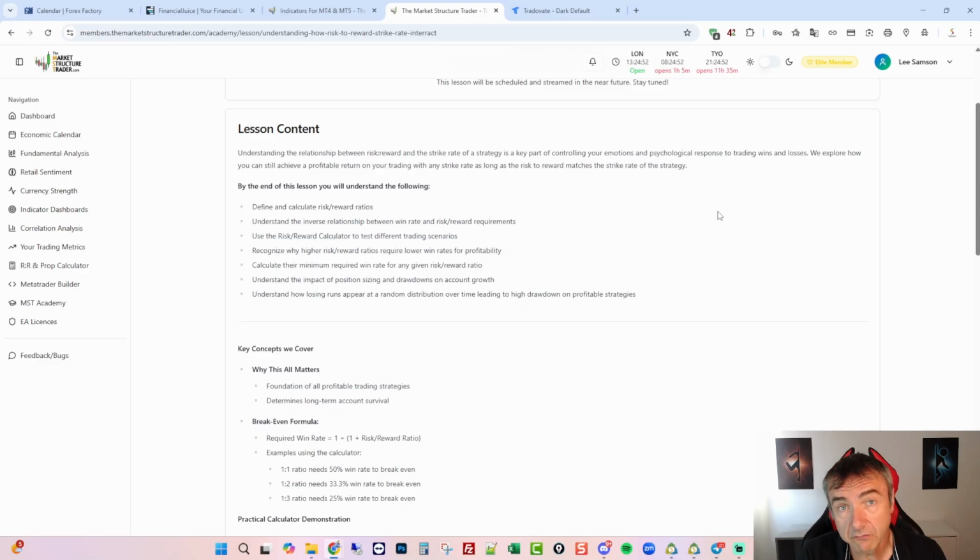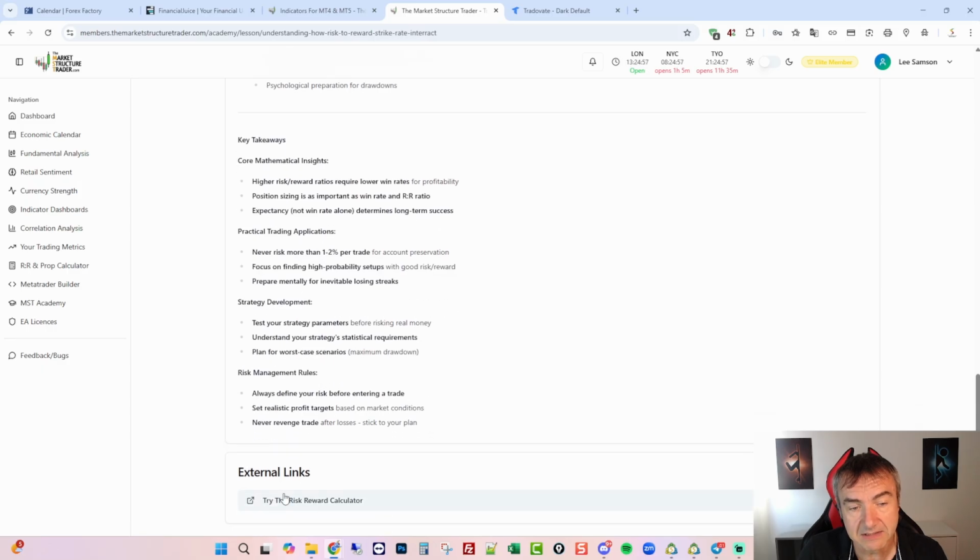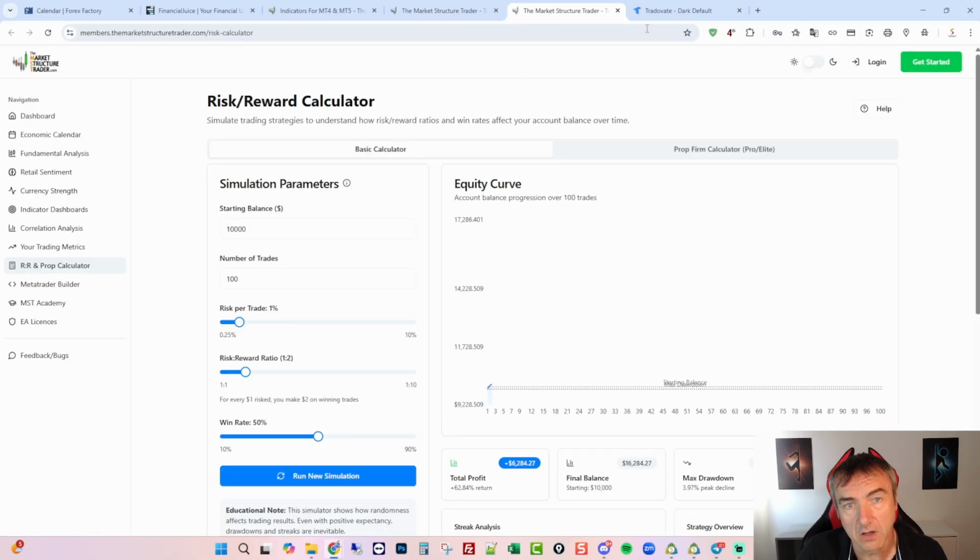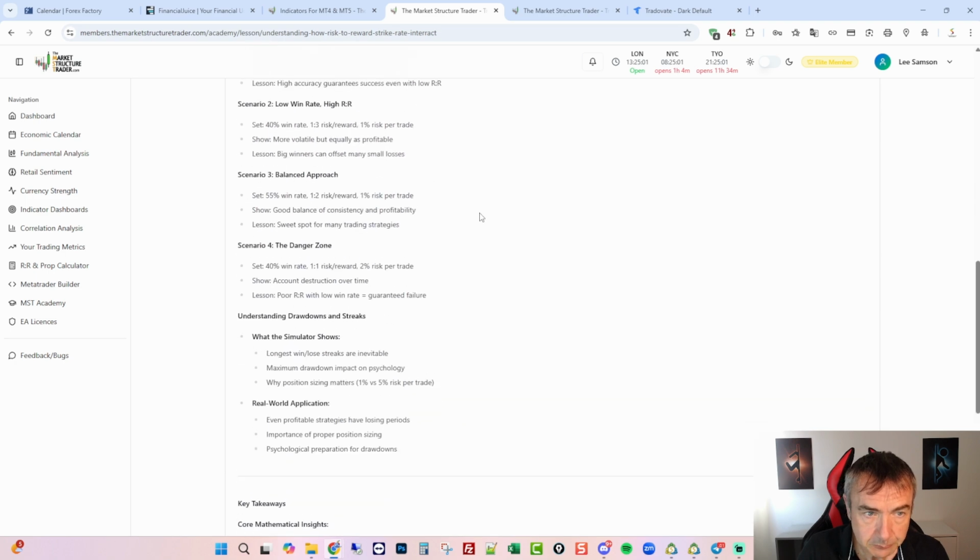You'll be able to use the risk reward calculator on the website, which is over here. And there's also a link to it down the bottom here. So if you click on that, that will open up the risk reward calculator.